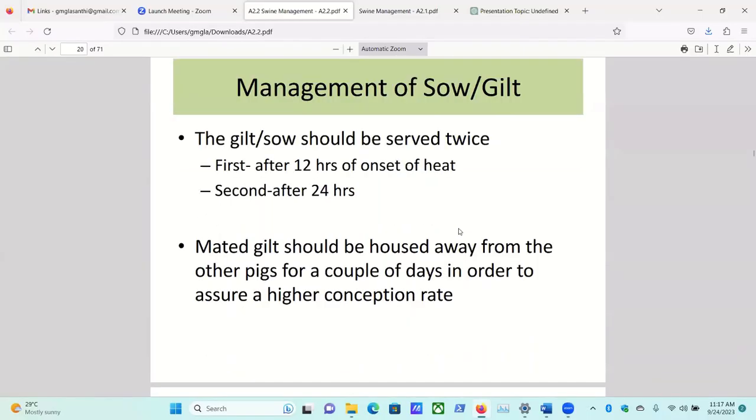Whether in artificial insemination or in natural breeding, the particular sow should be served twice. The first should be done 12 hours after the onset of heat.